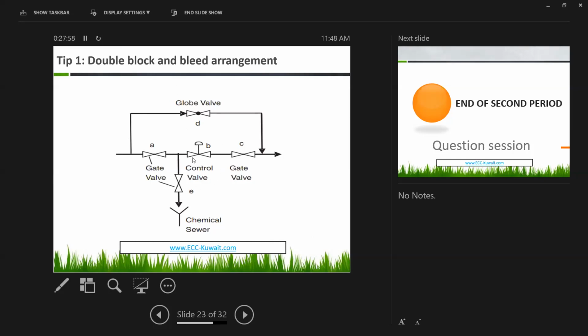So how can I take benefit of this arrangement? If the control valve has any issue, I have to close the gate valves A and C. Then, the flow rate cannot go through this line anymore, and using the globe valve we can regulate and control the plant manually. How manually? In the control room, the control engineer can increase or decrease the flow rate or cooling flow rate or anything.